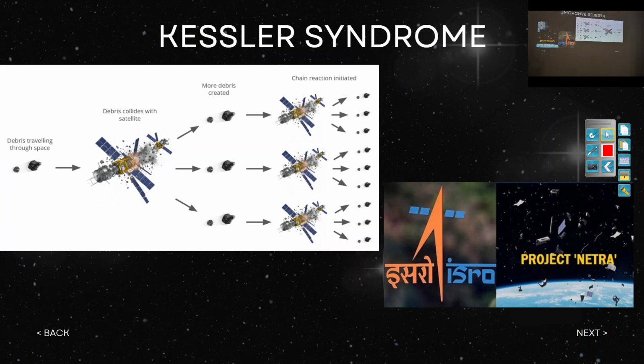So, first space debris. Human-made objects in space that are no longer in use, such as discarded rocket stages, defunct satellites, etc. And these debris can remain in orbit for years.